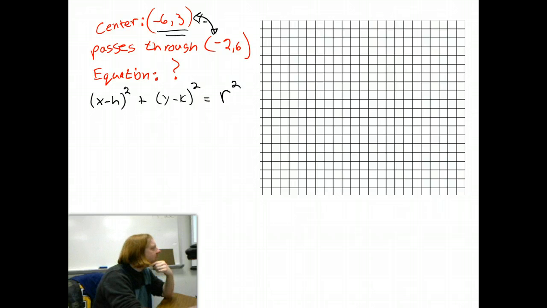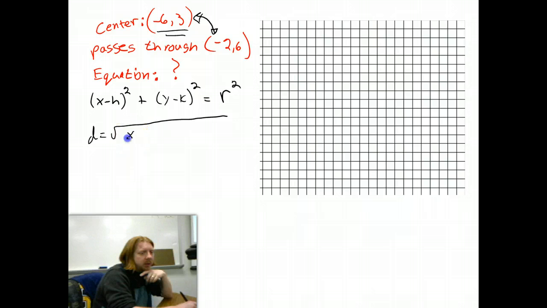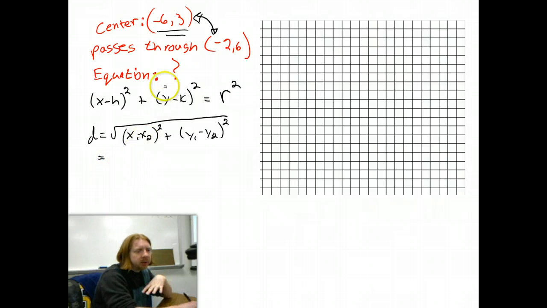Do I have any tools that tell me that? Distance between 2 points? Yeah, distance formula. And for those that forgot it, write it down. x1 minus x2, square it. Add that to y1 minus y2, square it, and take the square root of everything. So this is going to be, let's see.